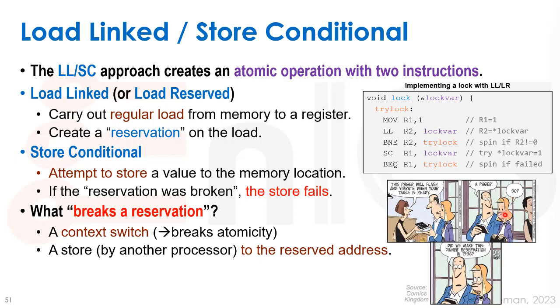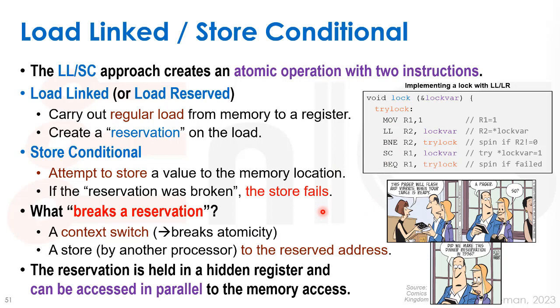So the question is, what breaks a reservation? You can see a technophobe type of comic over here about reservations at restaurants. It's not exactly the same thing, but breaking a reservation can happen in many different cases. In general, when we have a context switch in the middle of our procedure over here, then we're going to break the reservation, because that means we're not atomic anymore. The other thing that can really break a reservation is if we store to the reserved address, which will happen by another processor. If another processor stores to the reserved address because it's running in parallel, then it's going to break the reservation as well.